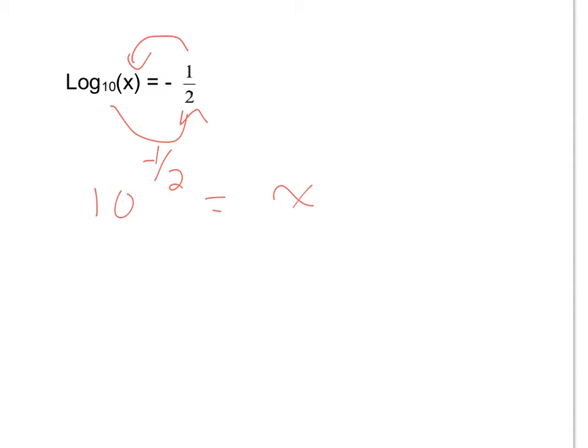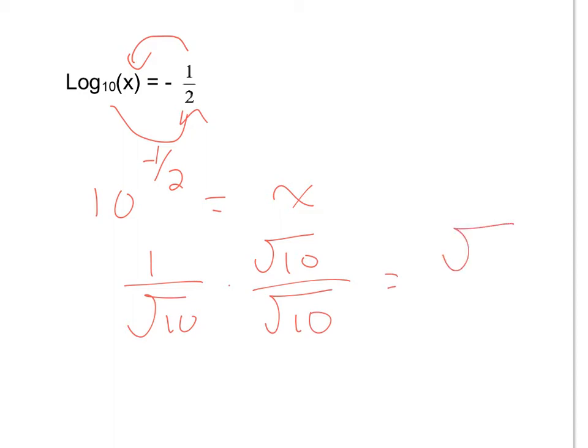Well, we know that 10 to the negative 1/2 is 1 over the square root of 10. I'm going to rationalize, multiplying top and bottom by root 10, and I have root 10 over 10. You can check that on your graphing calculator by typing in log, and when it opens up the parentheses, type in root 10 divided by 10, and you will see that you get an answer of negative 1/2.